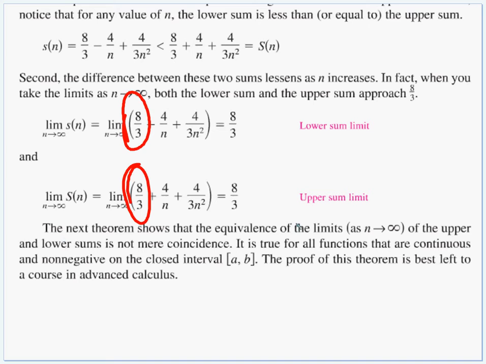It shows that the equivalence of these limits as n goes to infinity of the upper and lower sums is not a mere coincidence. It's true for all functions that are continuous and non-negative on our closed interval. The proof of this theorem is best left to a course in advanced calculus. They don't even want to put that proof in the appendix to our book because it is not nearly advanced enough.